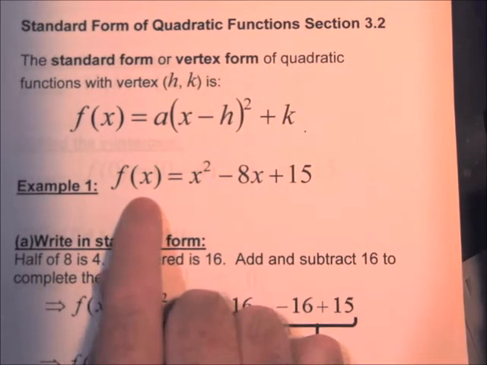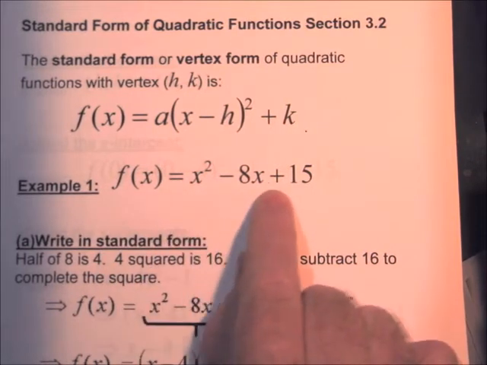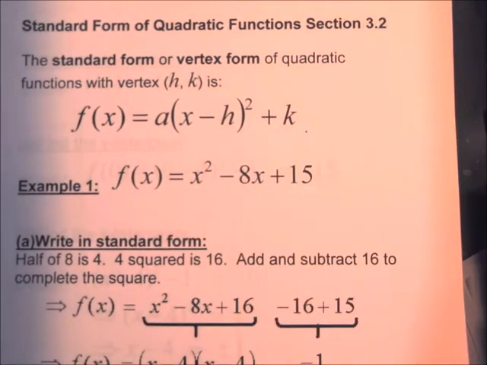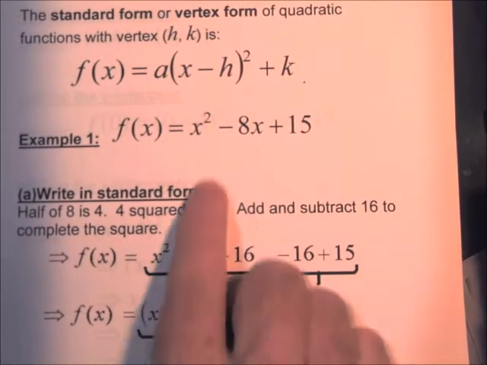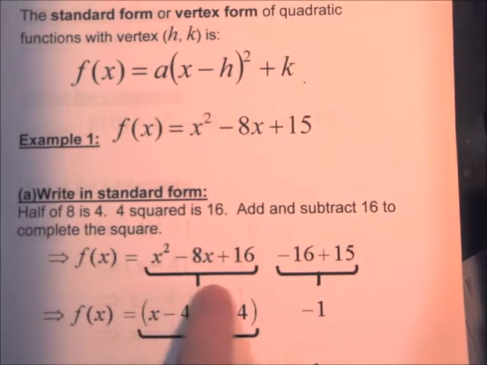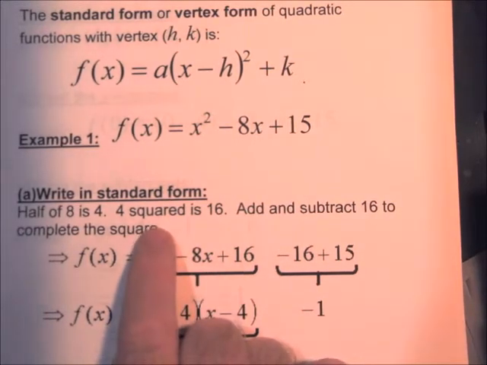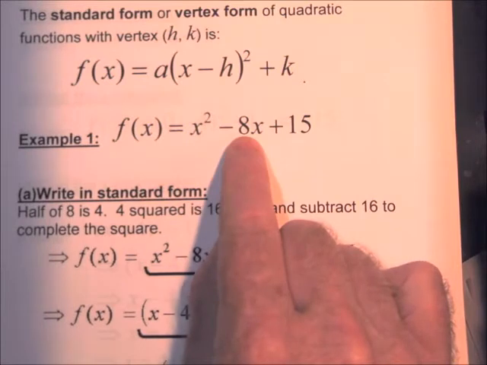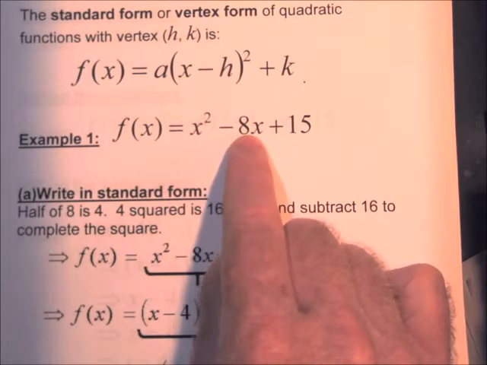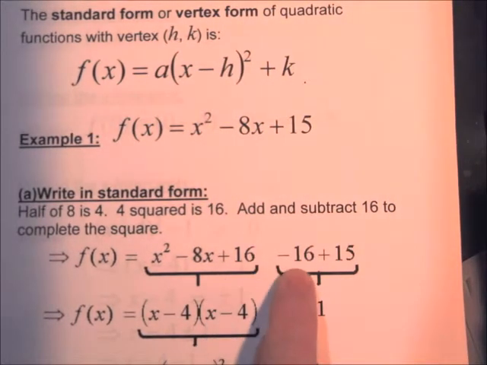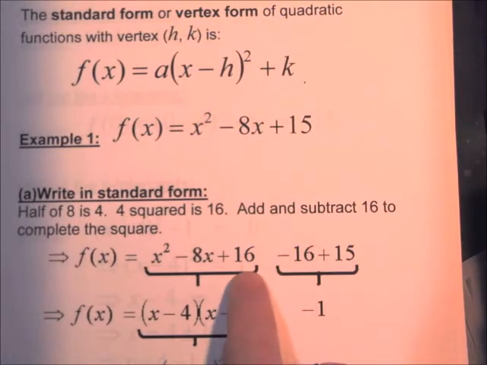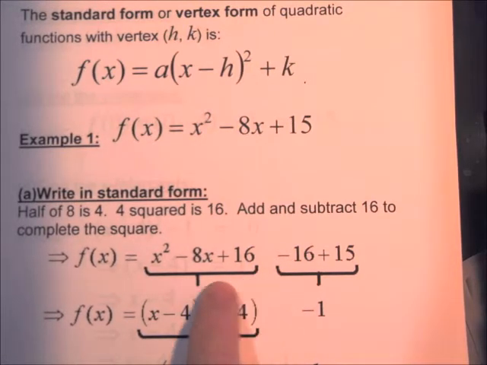First example, f(x) = x² - 8x + 15. If we want, we can use the method of completing the square to write this in the vertex form. Right now it's in the intercept form. So we want to take half the coefficient of x, half of 8 is 4, and square it. 4 squared is 16. So we want to add and subtract 16 to make this into a perfect square. And then the first three terms are a perfect square.